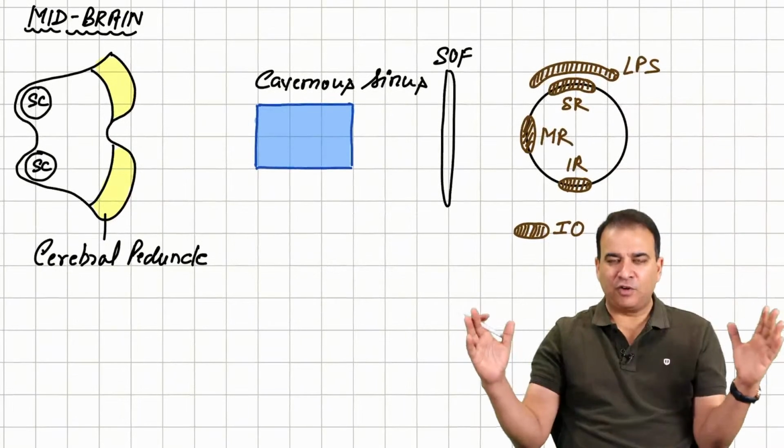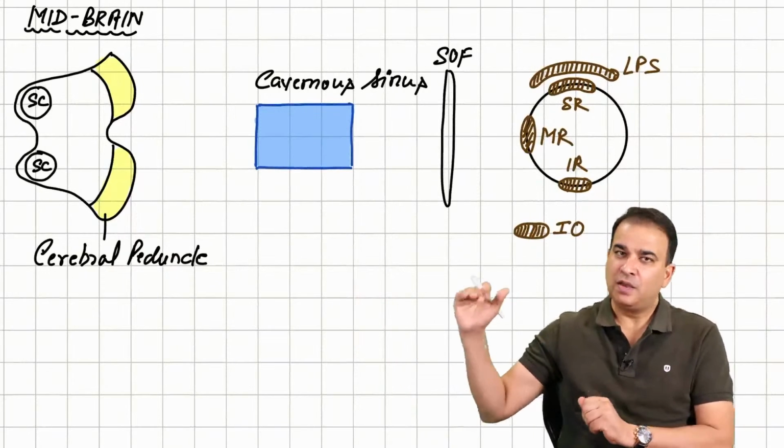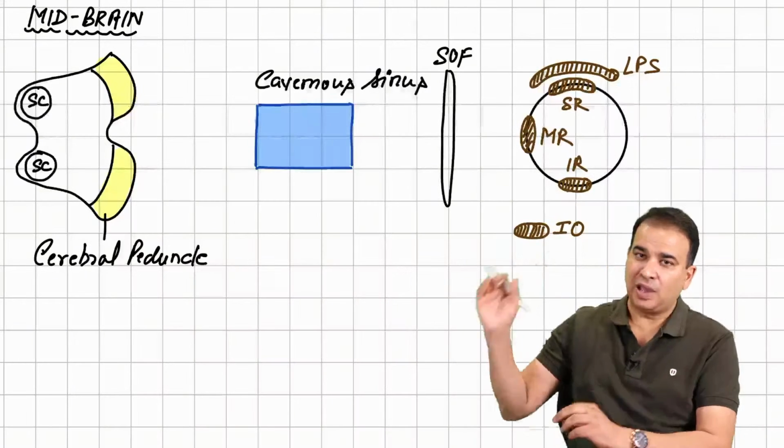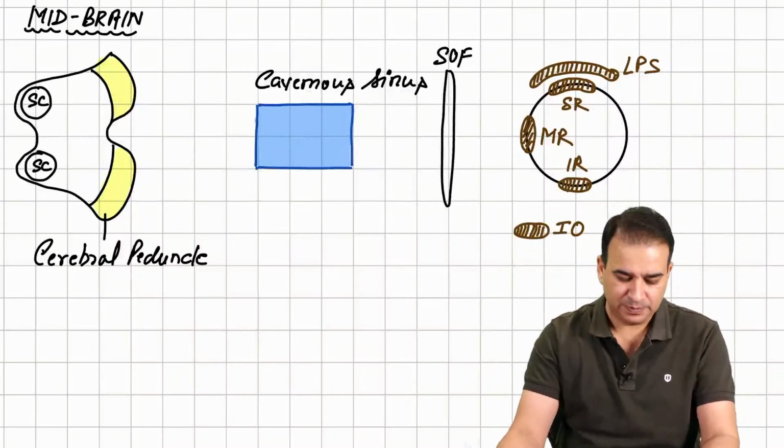Now that's the platform we need to discuss the third nerve. We have a midbrain, a cavernous sinus, the superior orbital fissure, and you're looking at the extraocular muscles which are supplied by the third nerve.